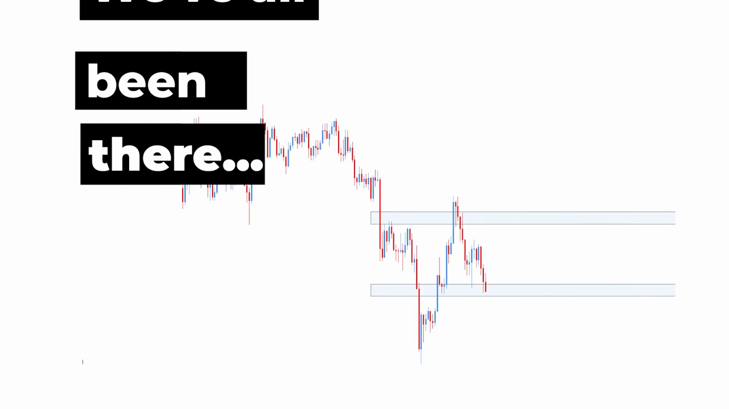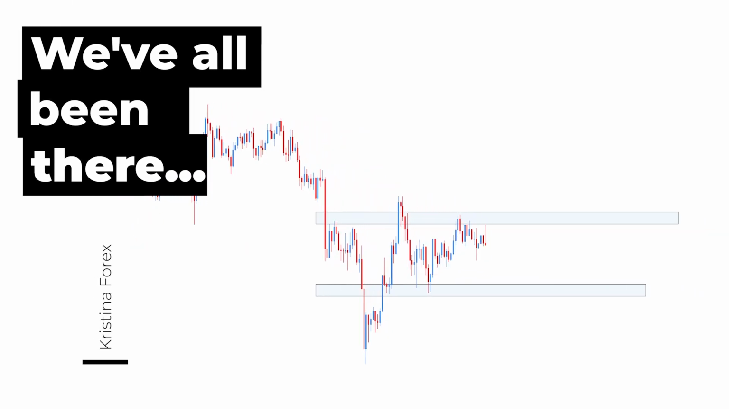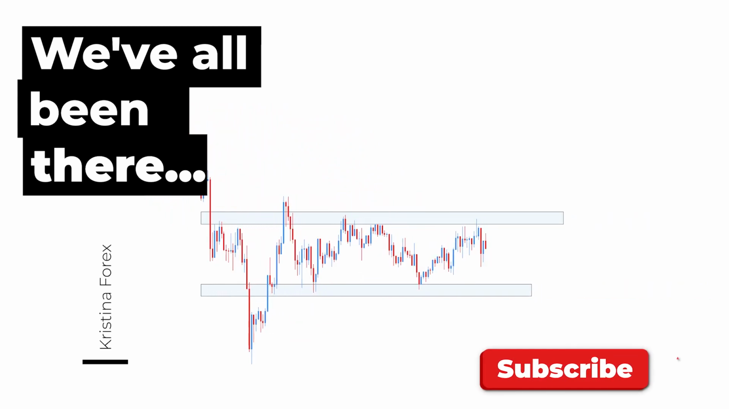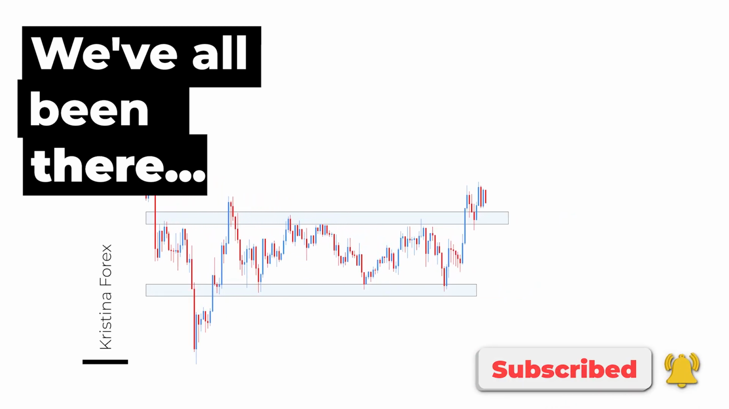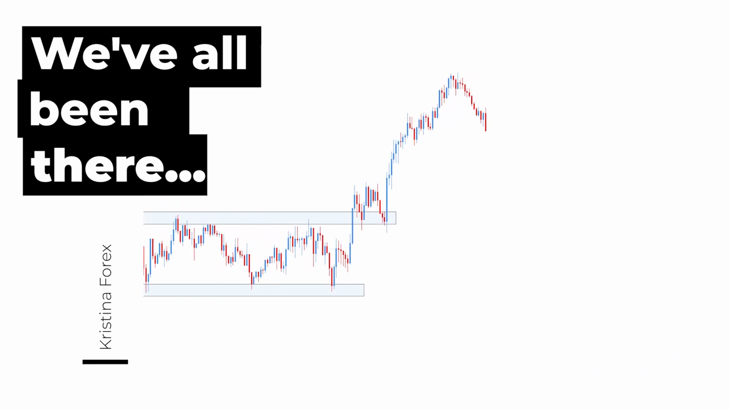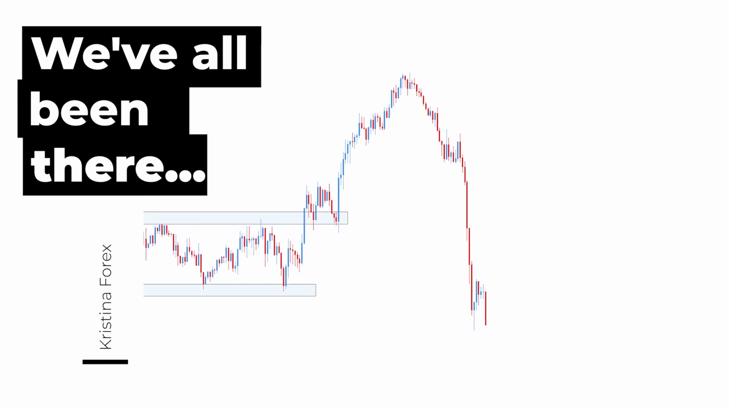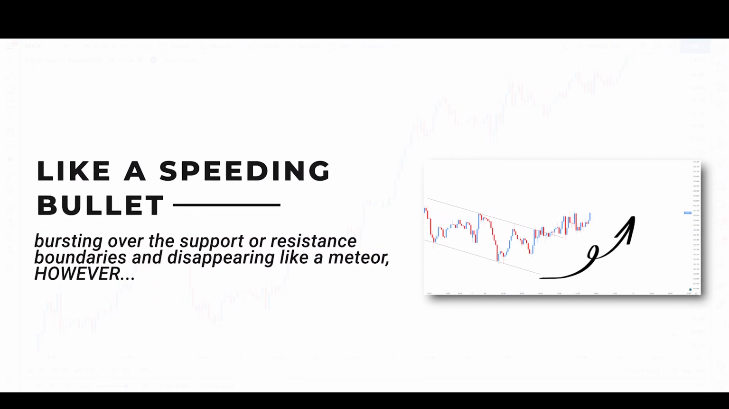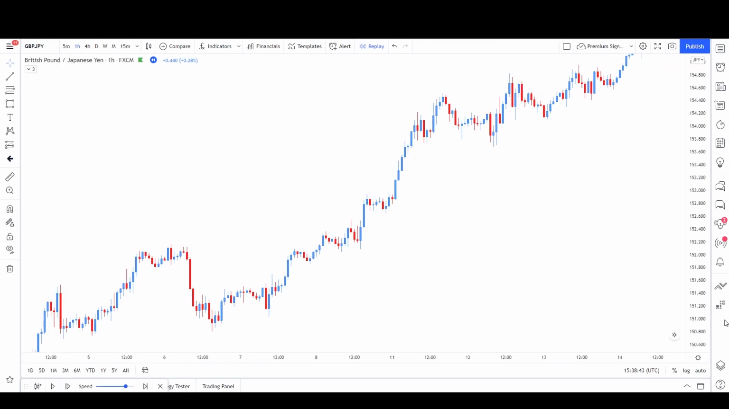We have all been in a position where we are watching price trade in a narrow range and waiting for a breakout from that range. And our perfectly rational argument is that because price normally breaks out of a tight range with a big move in one way or the other, we might earn a fortune by jumping on board that move early. When this occurs, price tends to run away from us like a speeding bullet, bursting over the range boundaries and disappearing like a meteor. We look at all those pips mounting up and we think, I have missed a great move again. But the Forex breakout strategy you're about to learn is my personal favorite.